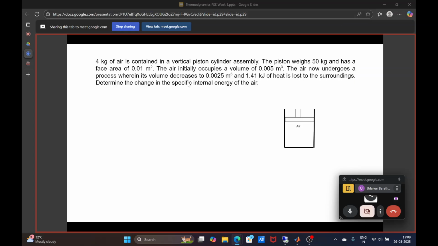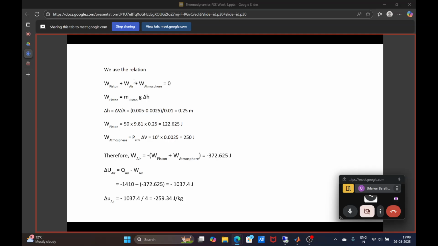So in this case surrounding is the atmosphere. So if you write, W piston plus W air plus W atmosphere will be 0. So piston plus air, if you consider the system, atmosphere is the surrounding. So the summation of all this will be 0.